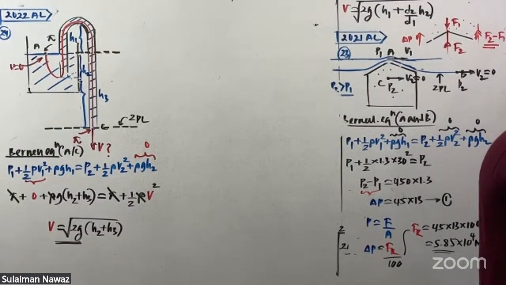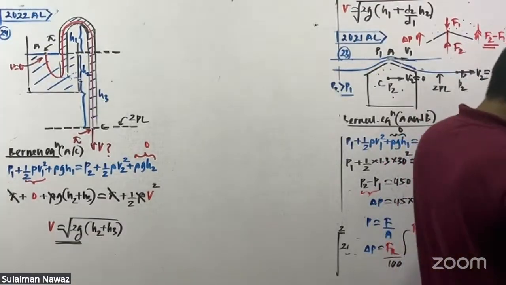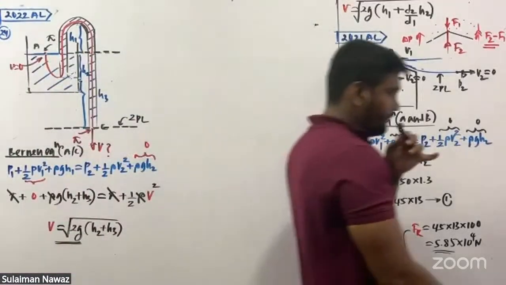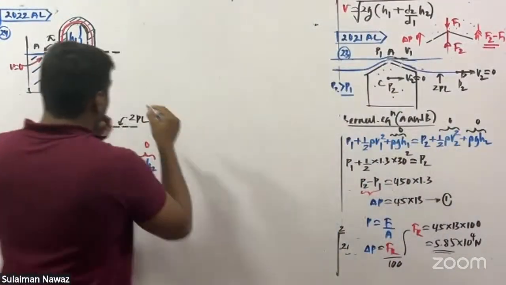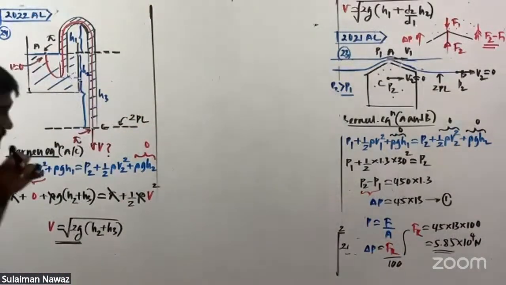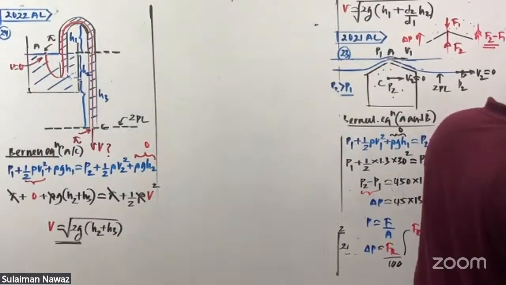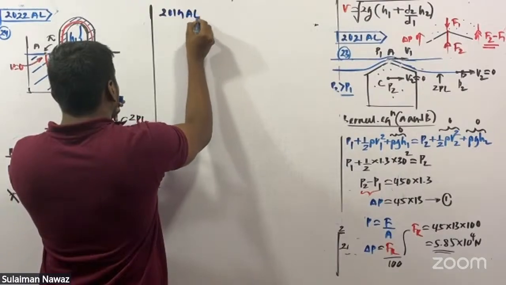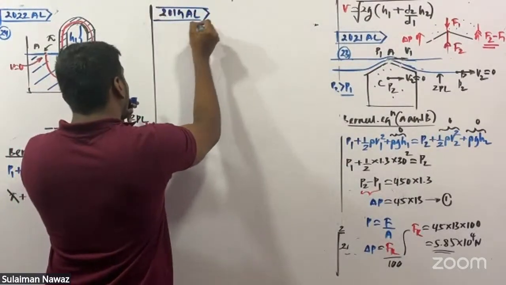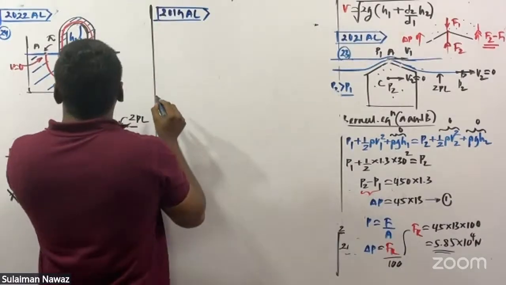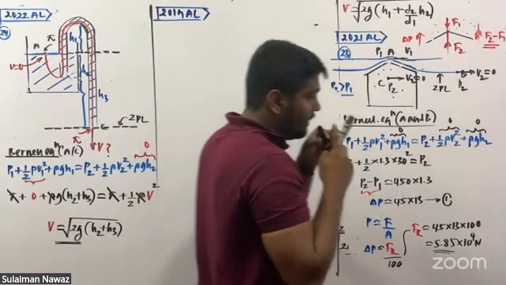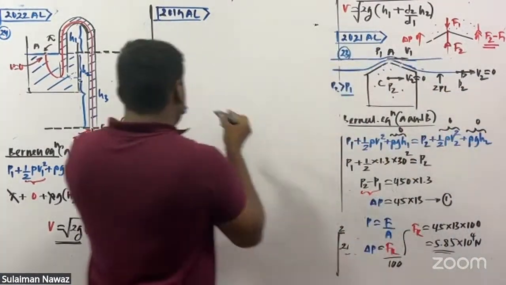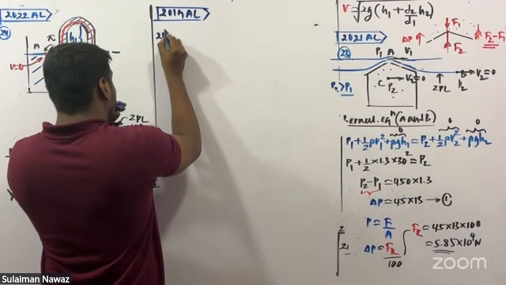2019 A level, last few questions. Okay, last few questions. 2019 A level. Question number 21. Is it 21? It's 21. I'll draw the diagram because the diagram is important to understand this.